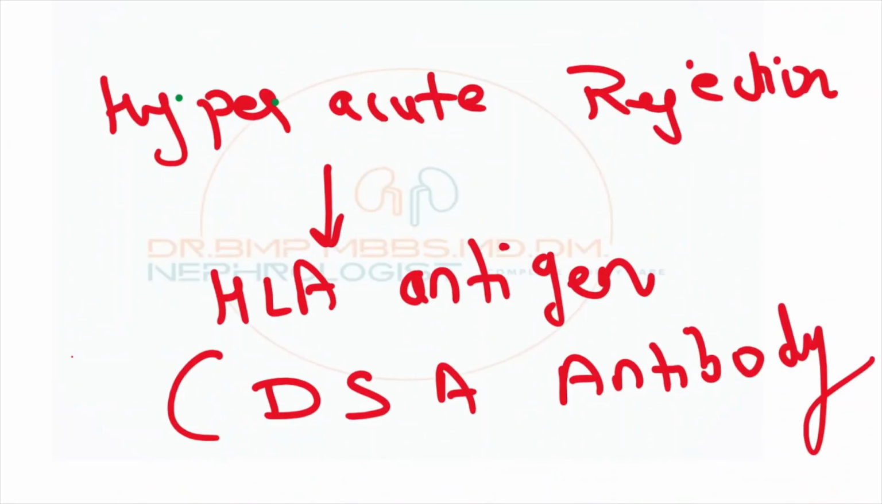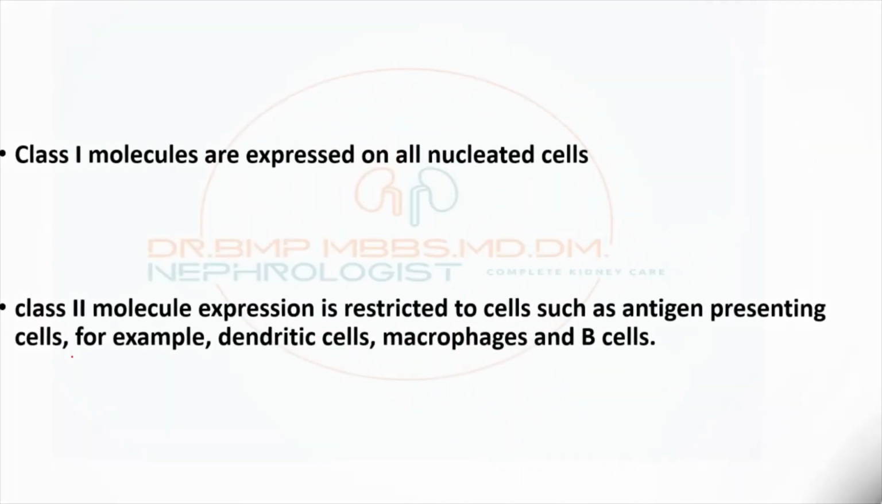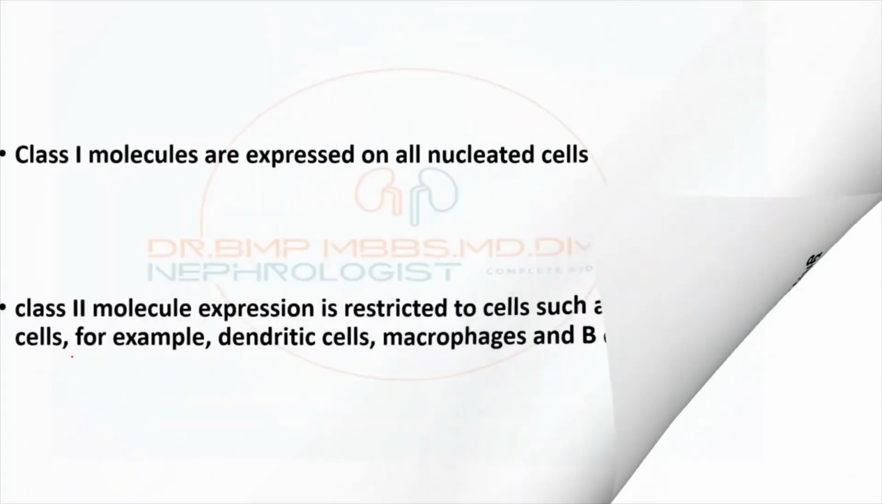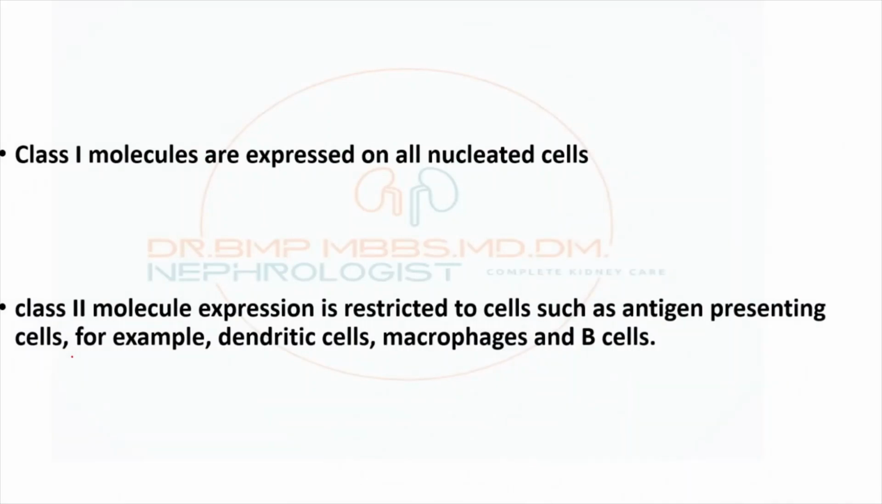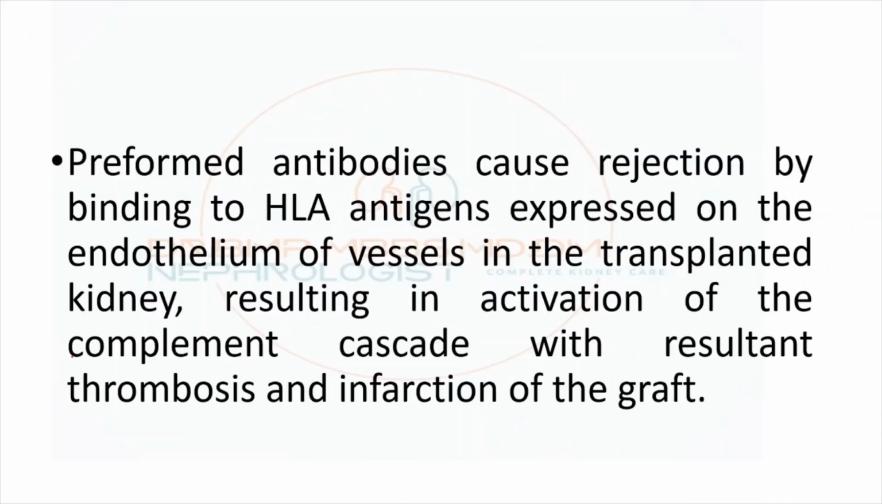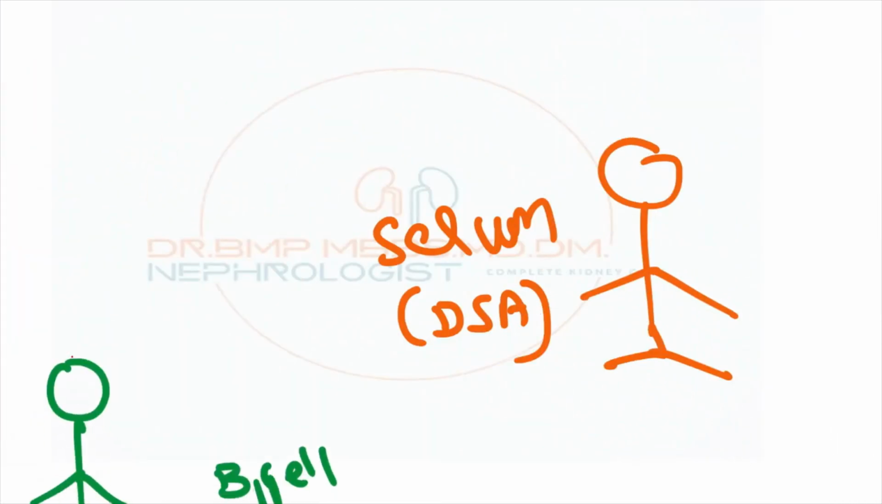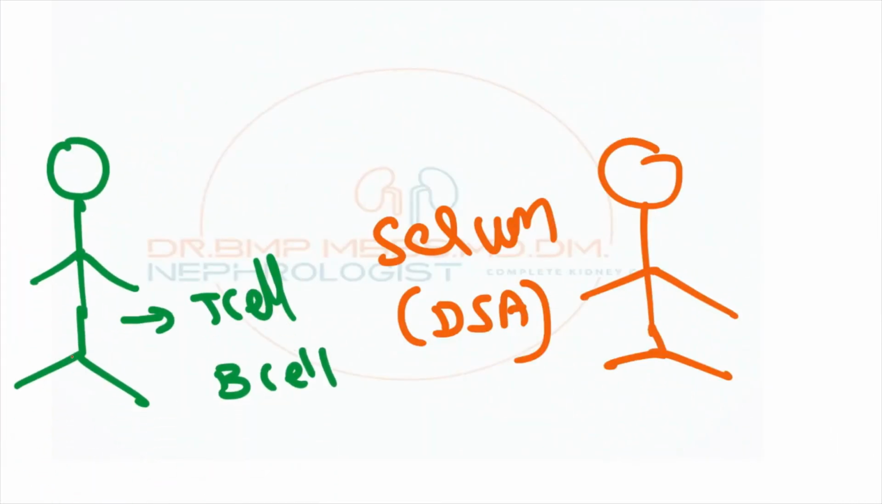Hyperacute rejection occurs because of preformed antibody in the recipient against the donor HLA. All this I have explained in the previous video only. Class 1 HLA is present in all nucleated cells, class 2 especially in the antigen presenting cells. So whenever there is an antibody in the recipient, the donor kidney can be destroyed.